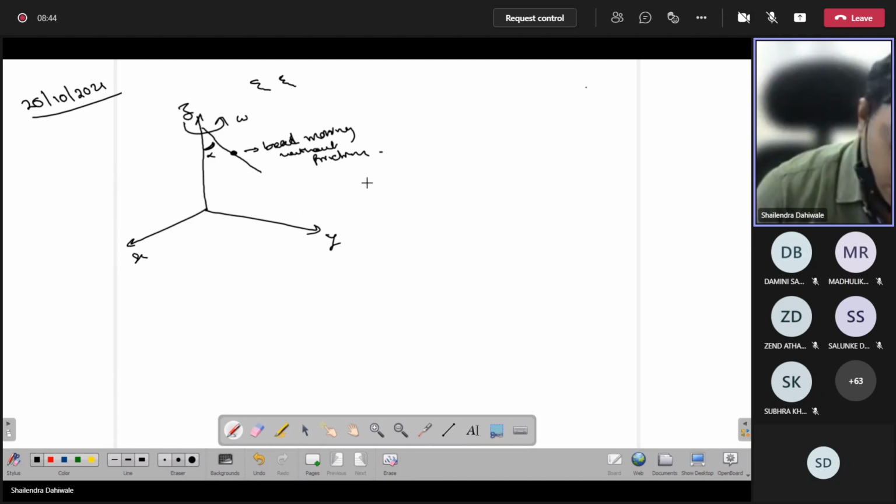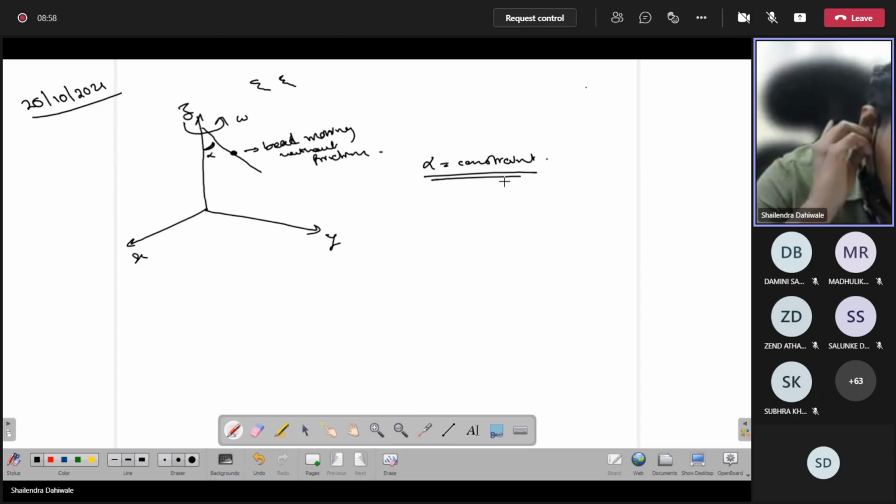So what I said was this alpha is a constraint here. This is not time dependent, so it is time independent. Since this is time independent, I said that this is a scleronomic constraint. Okay.